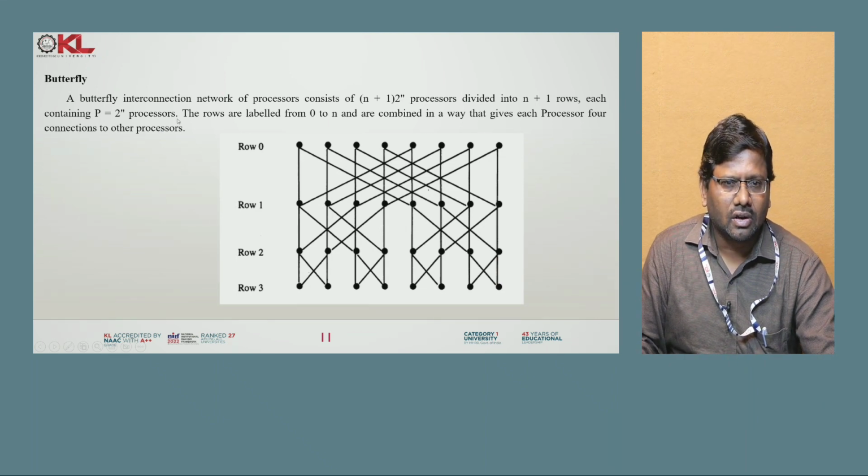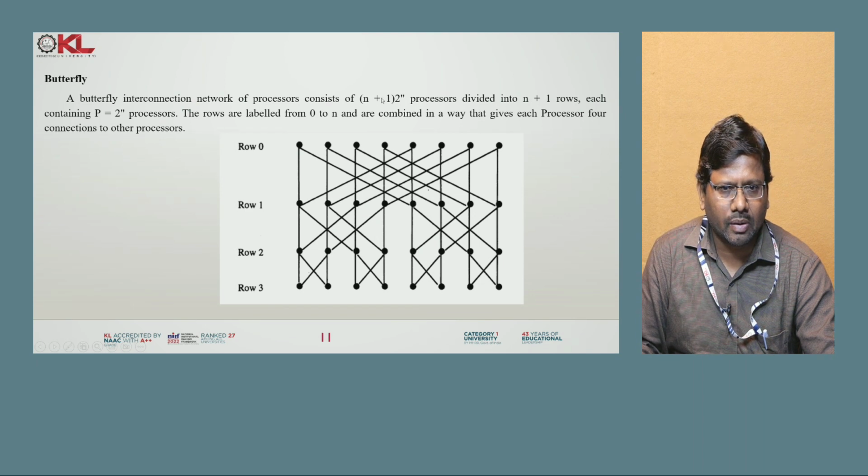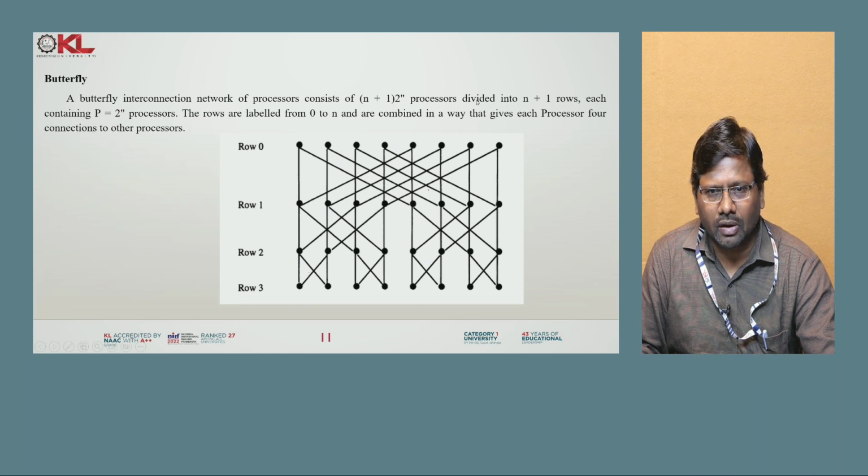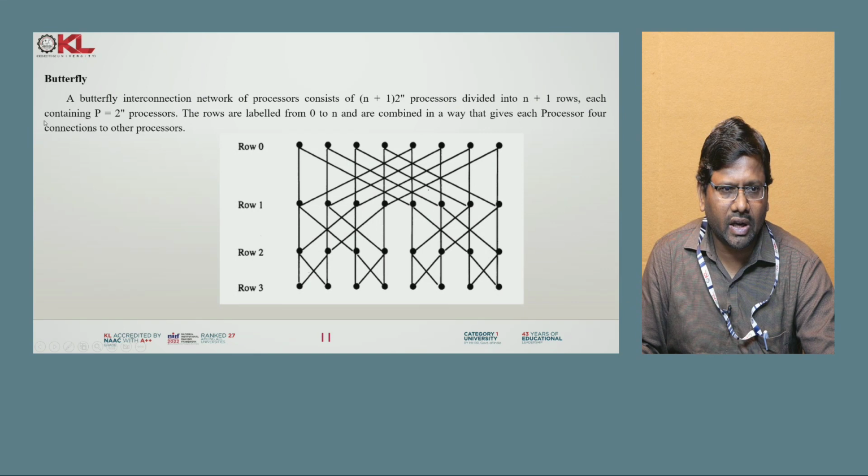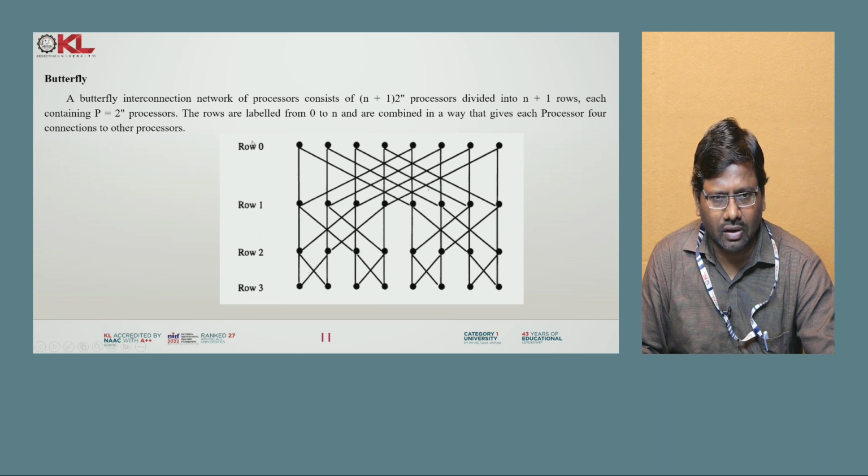So as we observe in the butterfly interconnection, the processors consist of n plus 1 into 2 power n processors, that are divided into n plus 1 rows, each containing P equal to 2 power n processors. Suppose if you have a look here at this kind of representation, how many rows are we going to observe? There are 4 rows here, that is nothing but n plus 1 rows.